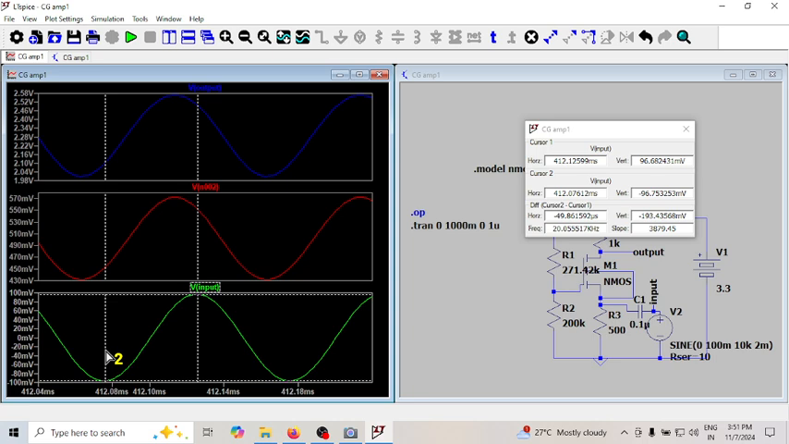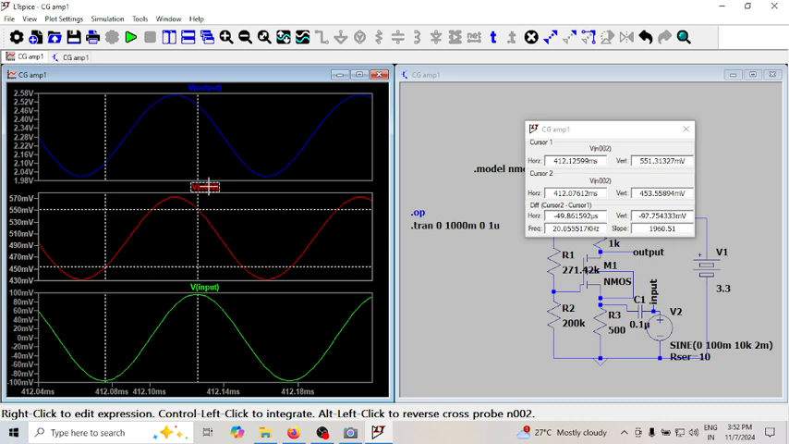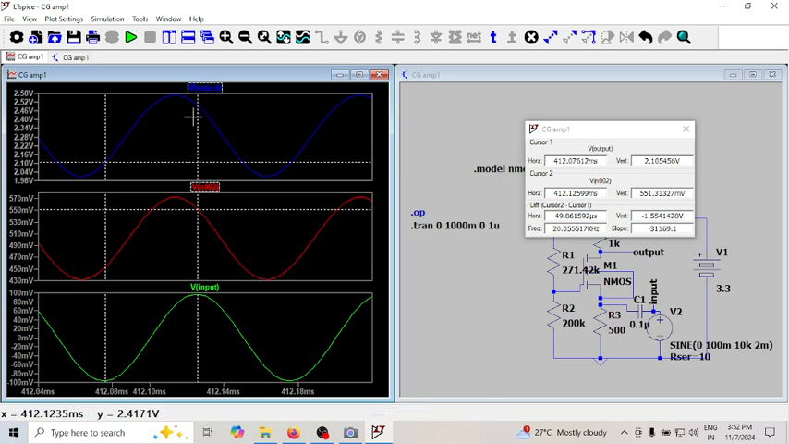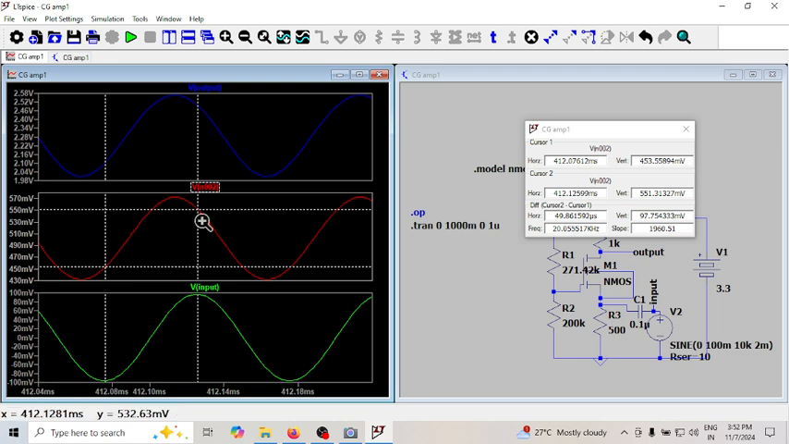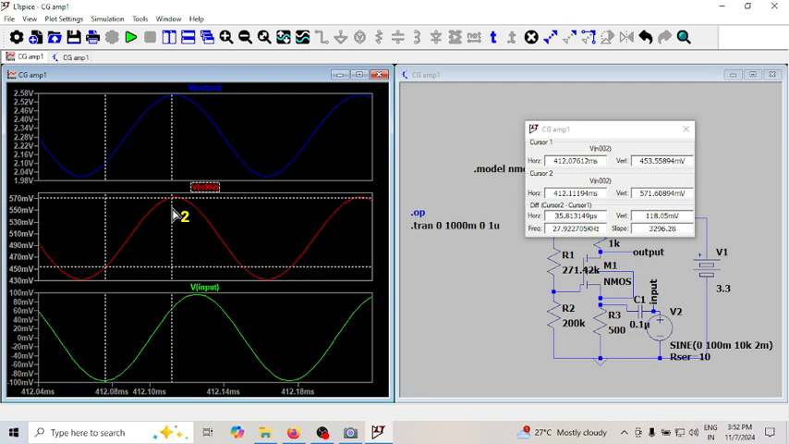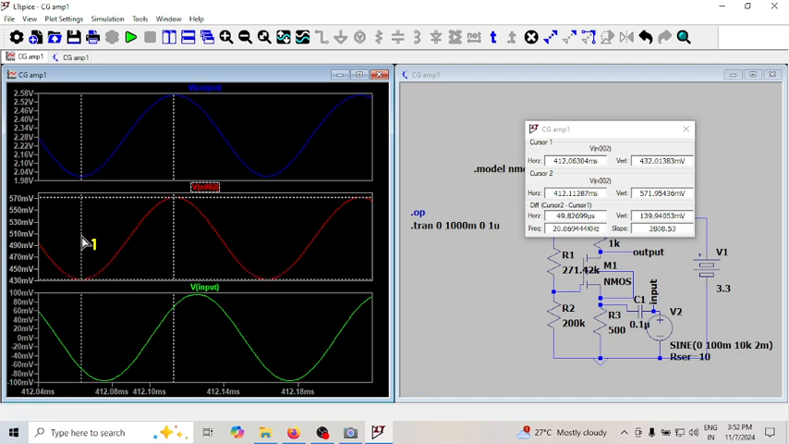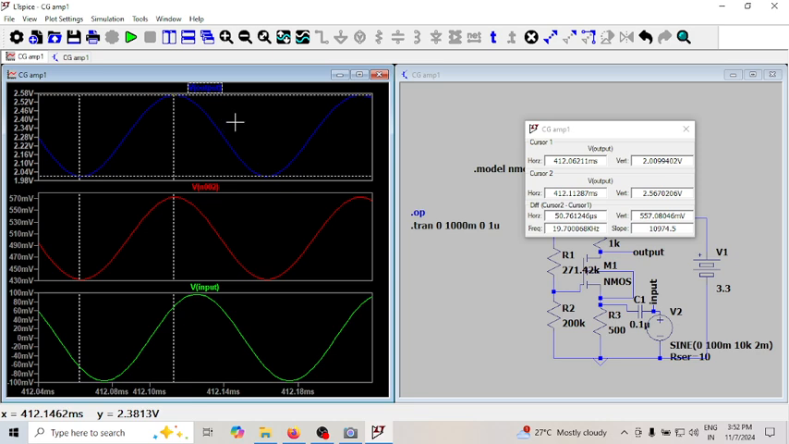Let me just keep it. I'm here. Let me find how much this peak to peak is. Can you see it is 97 millivolt? Oh wait, this is not the peak to peak. Let me keep the peak to peak of this. So this is the actual input that is applied to the amplifier, which is 139 millivolt Vin peak to peak, and the output peak to peak is 557 millivolt.